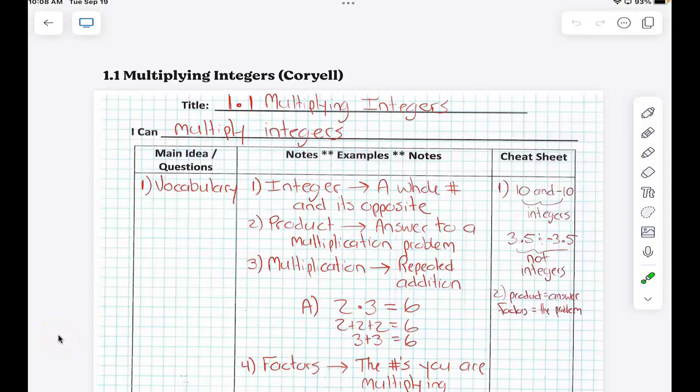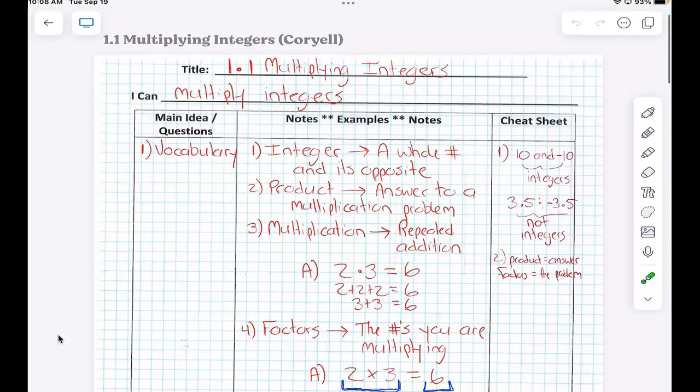Good morning, Mrs. Saunders. Today we are going to talk about 1.1 multiplying integers, and the I can statement after we finished our notes was I can multiply integers. Do you guys feel like you can multiply integers? Yes. Great. In a couple of minutes you're going to get some practice on that, but for right now we're going to review what we talked about in these notes.